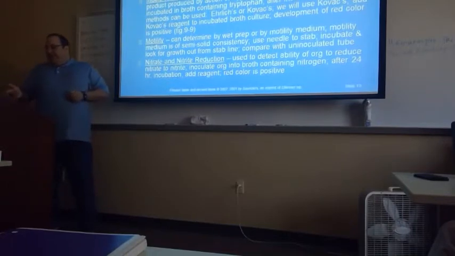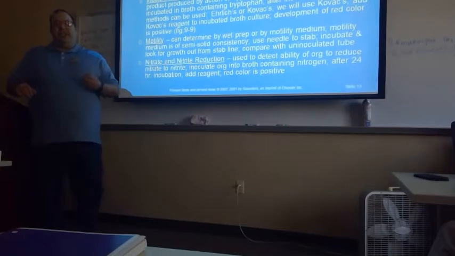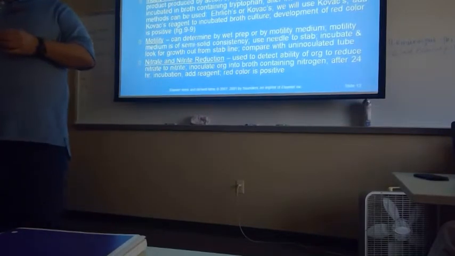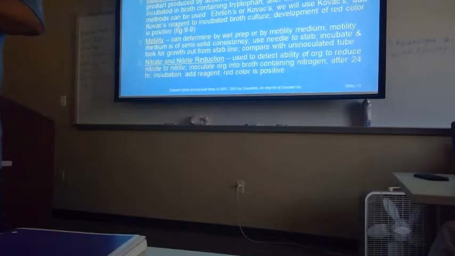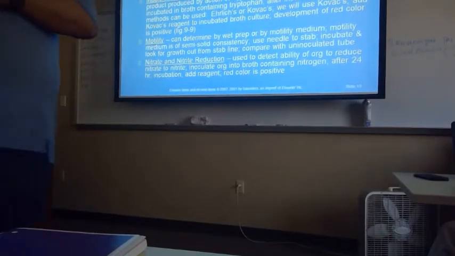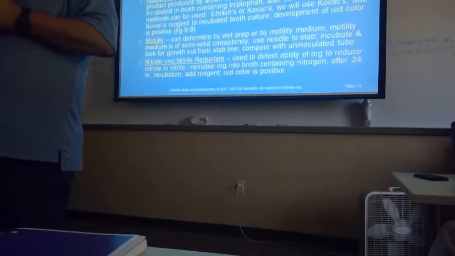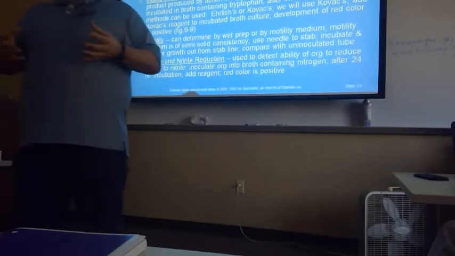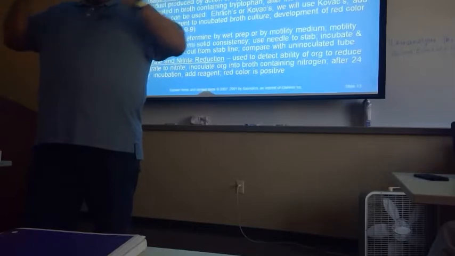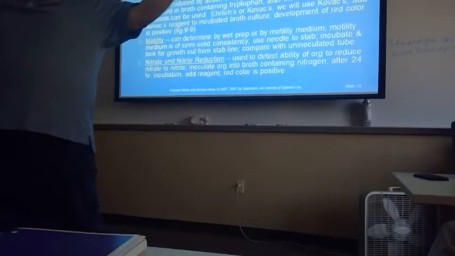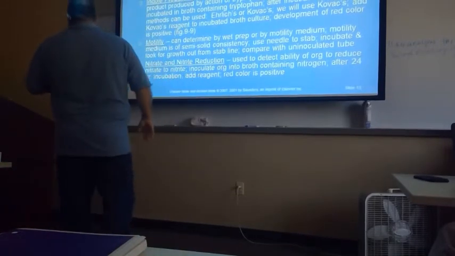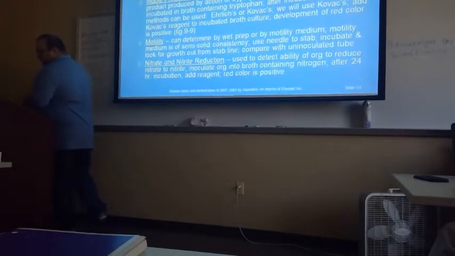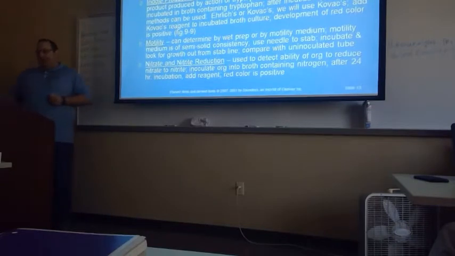The old way is using a semi-solid medium. It's softer than Jello, more like jelly. You put it on a needle and stab it straight down and straight out. So when you look at it, you just see a little straight line down the middle of that medium. If it's motile, when you look at it the next day after incubating, it'll be fuzzy because they're swimming away from that straight line. You'll have a fuzzy line. That lets you know that it's not staying put. This stuff is moving. So it's a motile organism.